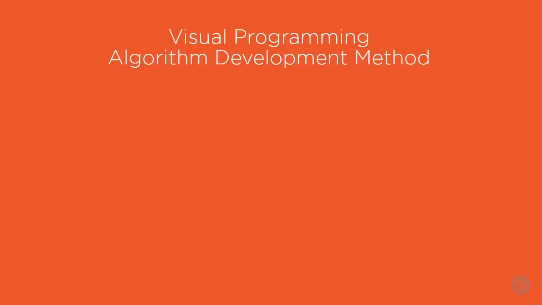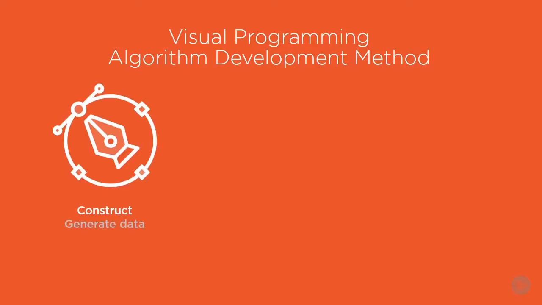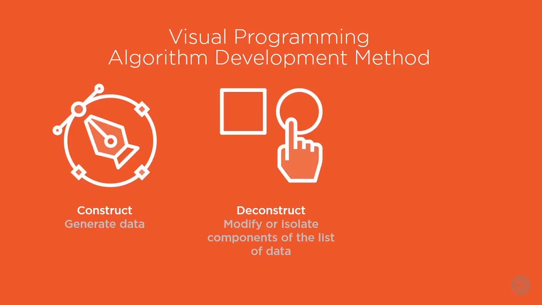We as users of Dynamo are tasked with constructing data. And by data, I mean it could be geometry, or it could be numbers or parameters or families within Revit. We generate this information through a series of inputs. The next step in the algorithm is to deconstruct that information, which basically means to isolate certain components that we need to create a compound relationship.